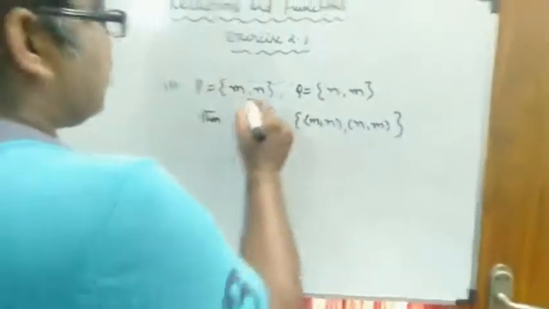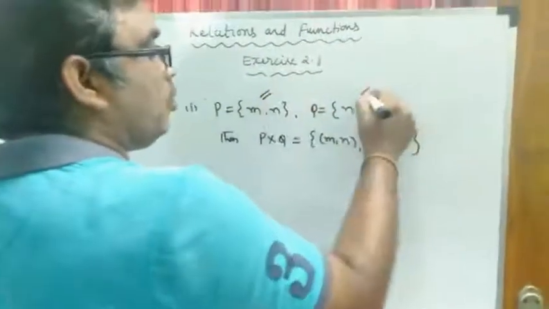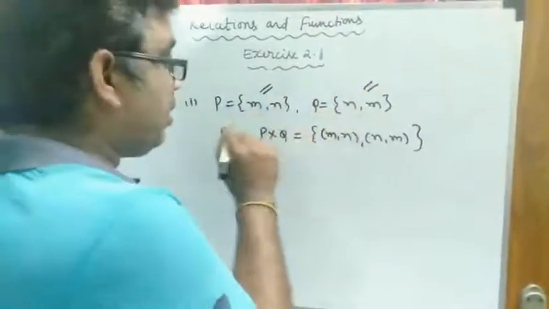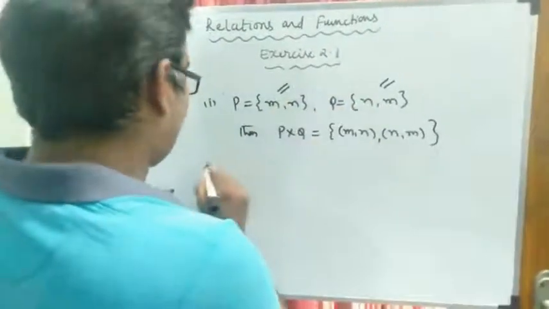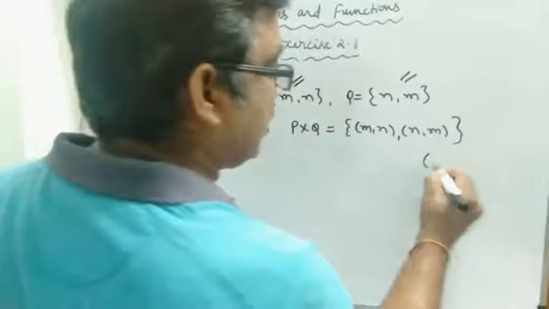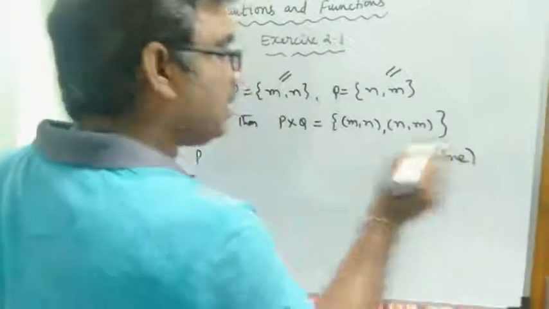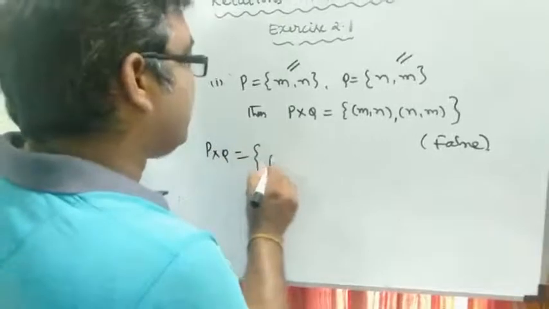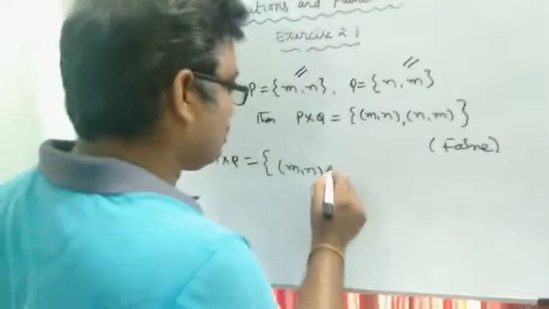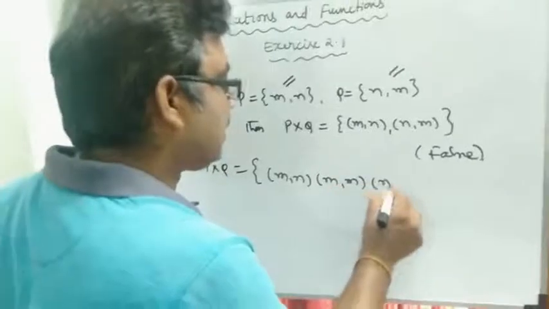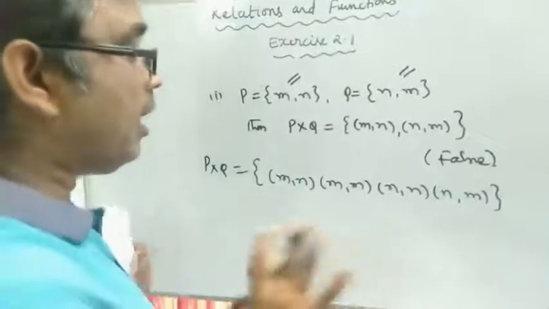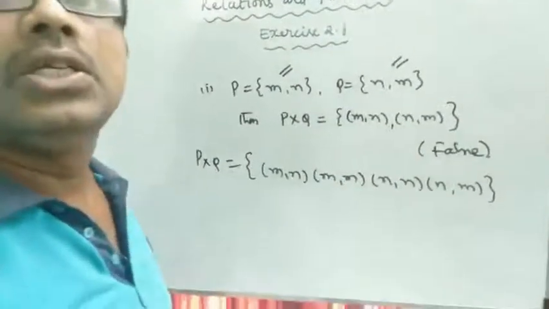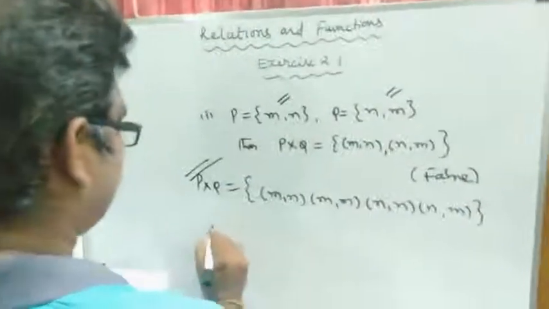But we know that in the Cartesian product, since each set has two elements, the Cartesian product of P and Q will contain four elements. This is a false statement because P cross Q contains the elements (m, m), (m, n), (n, m), (n, n). P cross Q contains four elements, but he has given only two. So the given statement is wrong, that is a false statement. So the right statement is this.